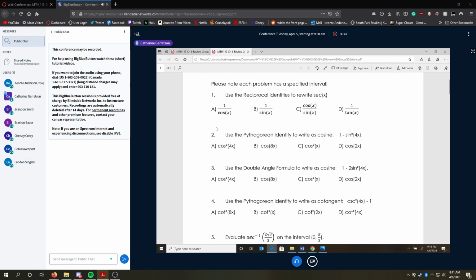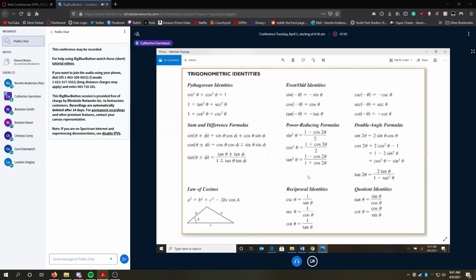But anyway, so use the reciprocal identities to rewrite the secant. And so if I were to look at them, we would see that coming down here, the secant is 1 over the cosine.